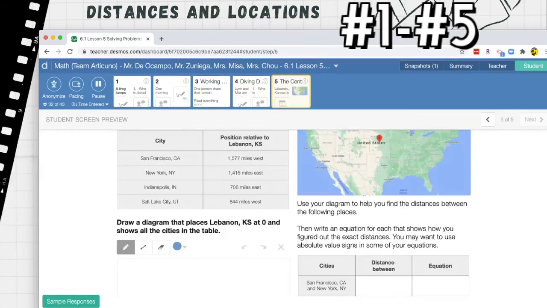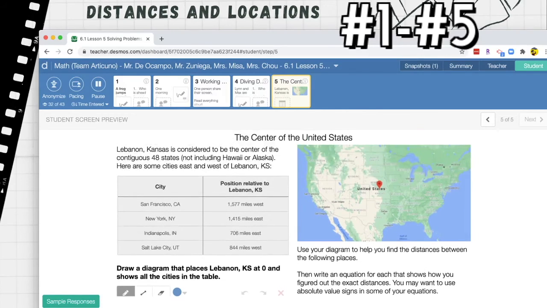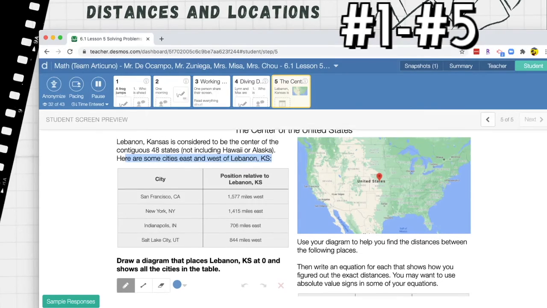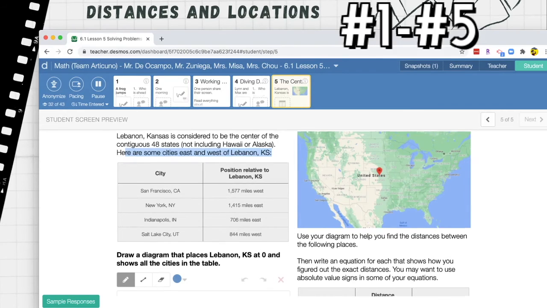Now let's take a look at number 5. Lebanon, Kansas is considered to be the center of the 48 contiguous states. That means Lebanon, Kansas is in the middle of these 48 states. Here are some cities east and west of Lebanon, Kansas, and these are the cities that are talked about.